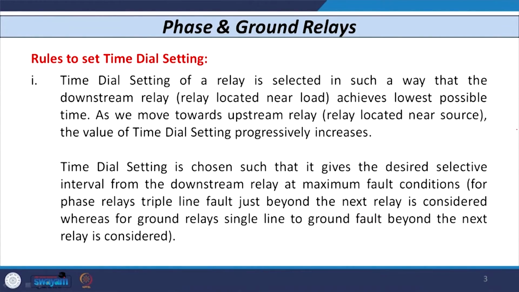Similarly, let us discuss the rules to decide the time dial setting of the phase and ground relays. The time dial setting of phase and ground relay is selected such that any relay which is located near the load achieves the lowest possible time, and as we move from the downstream relay to the upstream relay, the time dial setting value increases. So, the time dial setting is chosen such that it gives the desired selective time interval between the downstream relay for maximum fault conditions. For phase relays it is triple line fault, and for ground relay it is line to ground fault.